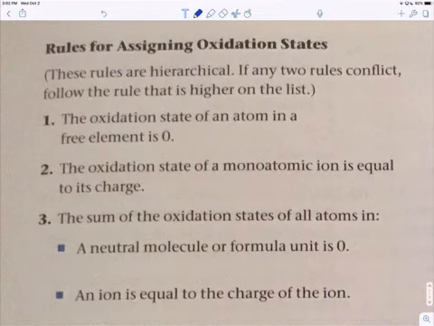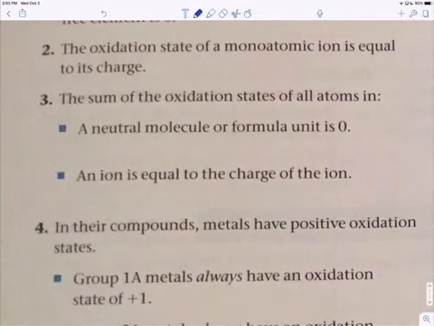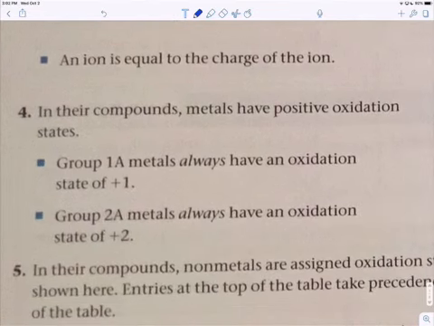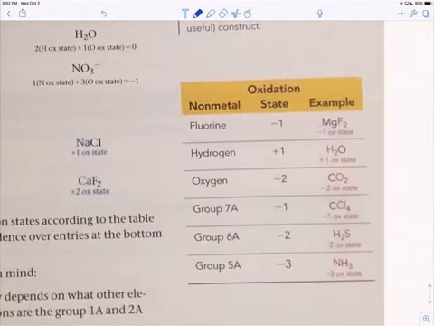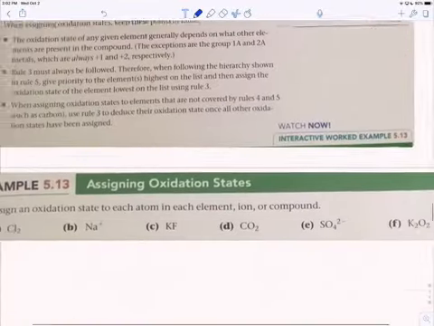So anyways, let's go through the rules again. We're in the age of electrons here. So the rules are: the oxidation state of an atom in a free element is 0. For a monatomic ion, so a one-atom ion that's charged, the oxidation state equals the charge of that ion. The sum of oxidation states in a neutral formula unit is 0, and in an ion equals the charge of that ion. Alkalis are +1, alkaline earths are +2 in compounds. And then for all else, we have this chart given here. Okay, and we went through the example.